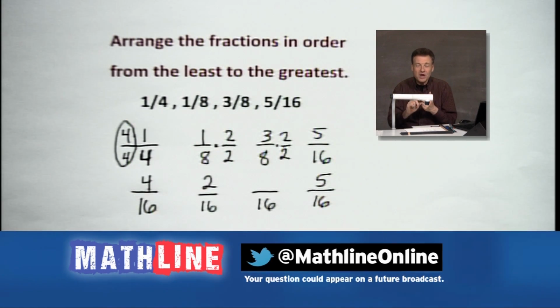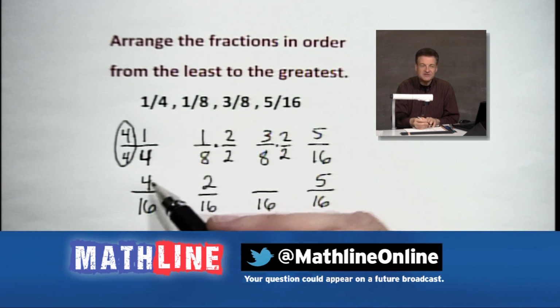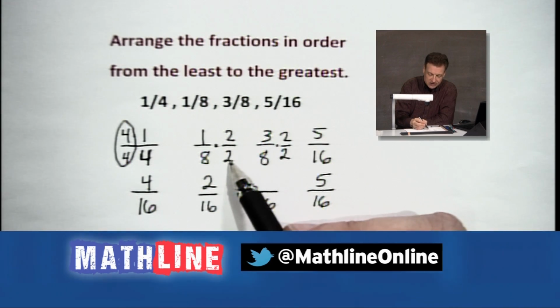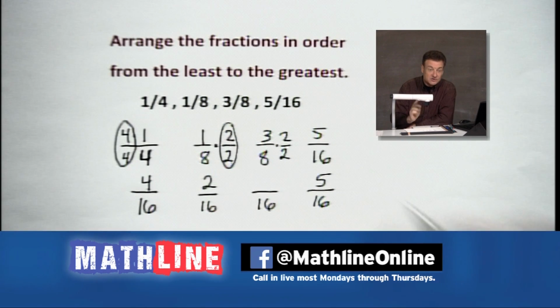When you multiply by 1, you get the same number back. It just looks a little different, but it still measures out to the same quantity of 1/4. Here's the same story. We multiply by 2 here, 2/2. That's a 1 also. So there we get 2/16.